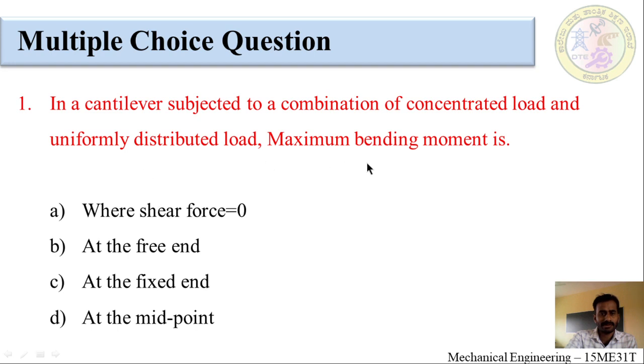Okay. So, multiple choice questions. Question number 1: in a cantilever subjected to a combination of concentrated load and uniformly distributed load, maximum bending moment is. So, option A is where shear force is equal to 0 at the free end or at the fixed end or at the midpoint. So, in a cantilever subjected to a combination of concentrated load and uniformly distributed load, where does the maximum bending moment occur? So, you have to consider all the options and you have to mark the correct answer for this question.